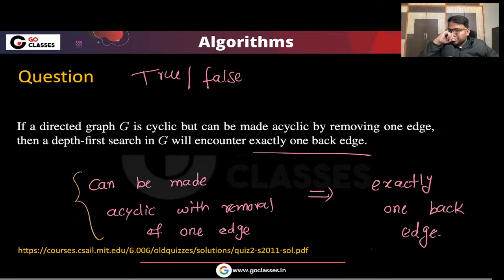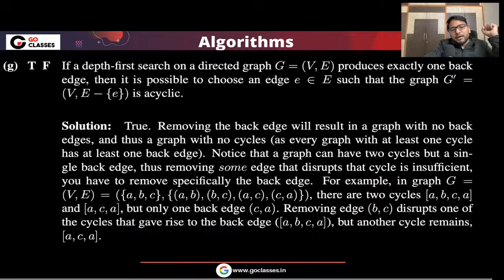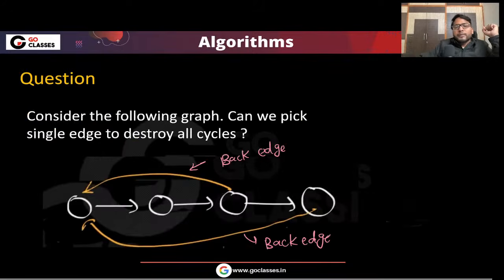Let me know. They have given the reverse implication. They are saying you are making it acyclic by removing one edge. See, you are making it acyclic here. Here also you are making it acyclic by removing this edge. Does this mean it has only one back edge? No, right? It has two back edges, even though you can make it acyclic by removing one edge.